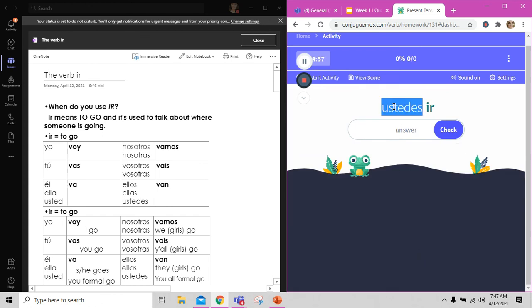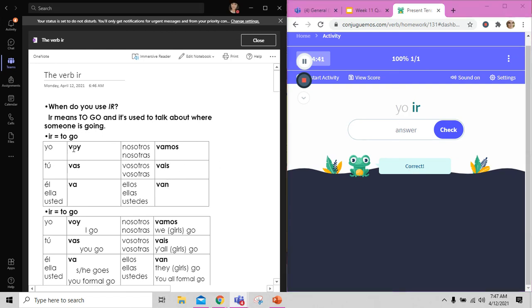I'm going to click Start the Graded Practice. This one says ustedes ir. So I'm going to look for ustedes, and I have to type van. I'm going to type van and hit enter. I got it correct. Yay. The next one says yo ir. So yo is voy, V-O-Y. Enter. Yay, I got it correct.